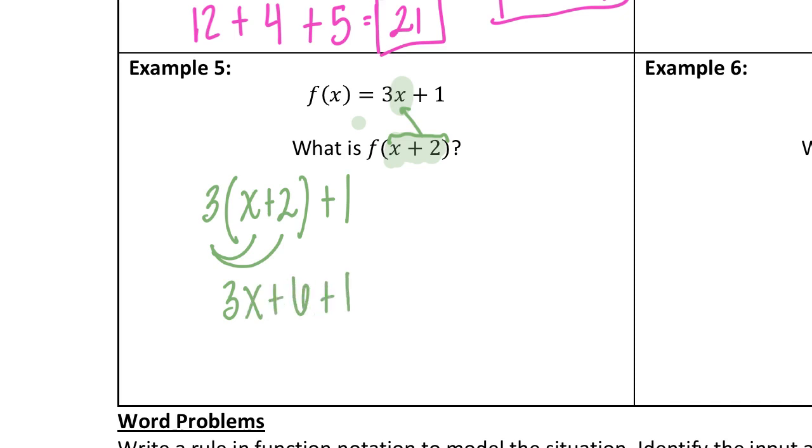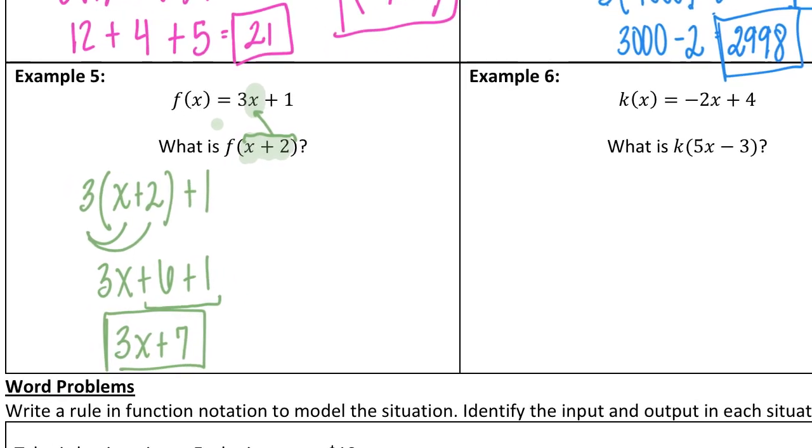Make sure that it goes to the x and the 2, and then simplify. So your 6 and your 1 get added together, and we would have 3x plus 7 would be our final answer. You don't have to write it as an ordered pair when you have an expression that you have to plug in. So we would just say that that answer would be 3x plus 7. I want y'all to pause the screen and try the example 6.